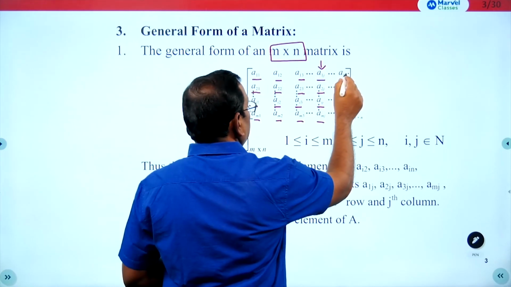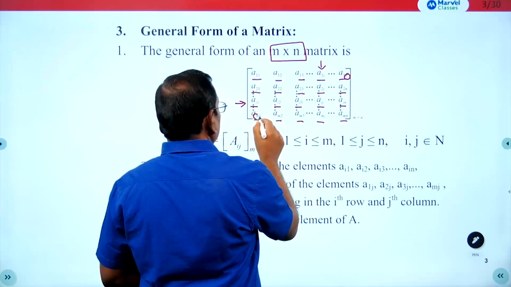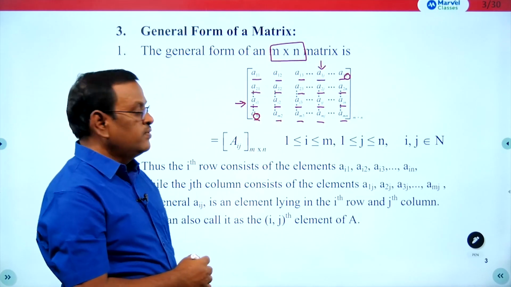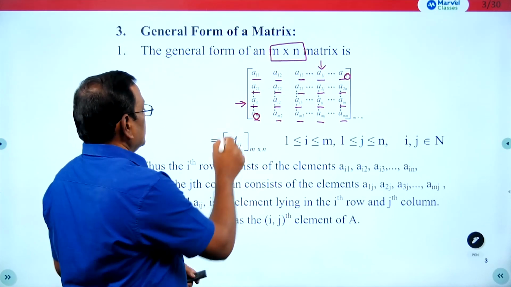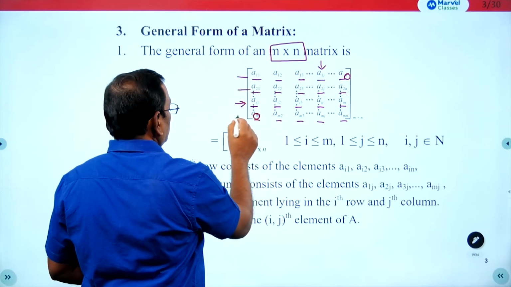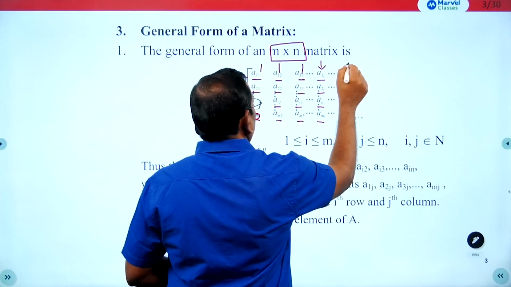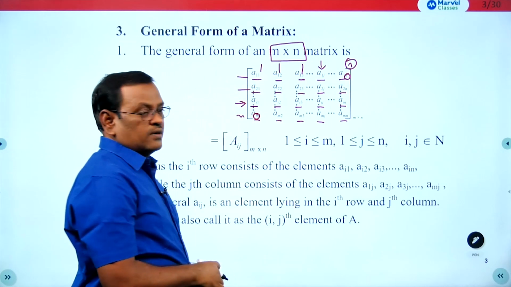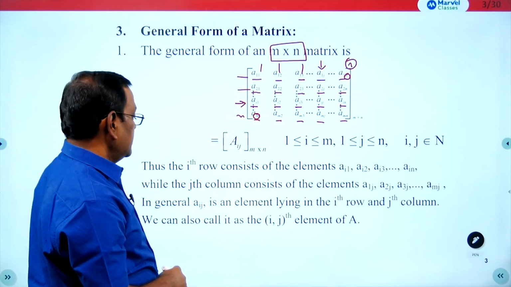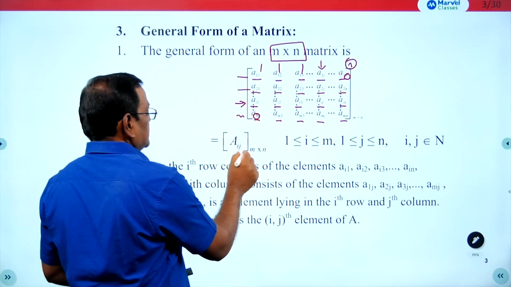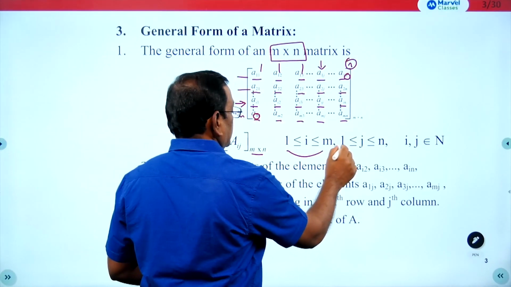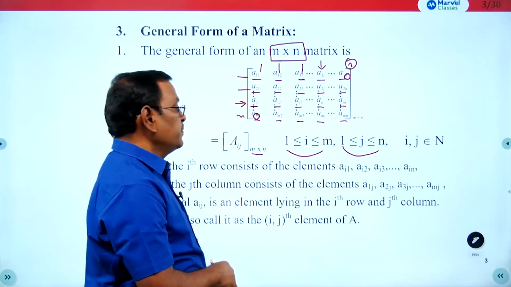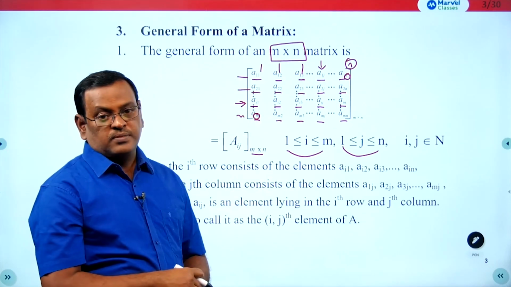Here this denotes columns and this denotes rows, and the total number of elements is m into n, with m rows and n columns. The number of rows runs 1, 2, 3 up to m, and the number of columns up to n. This is the general form of a matrix. Simply you can write Aij of order m by n, where i ranges from 1 to m and j ranges from 1 to n, and i and j are natural numbers.